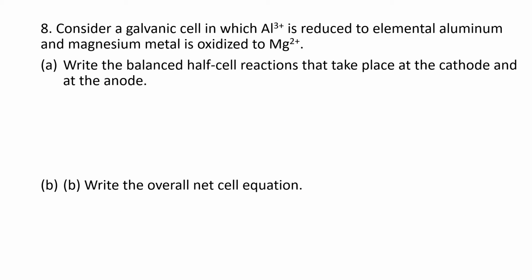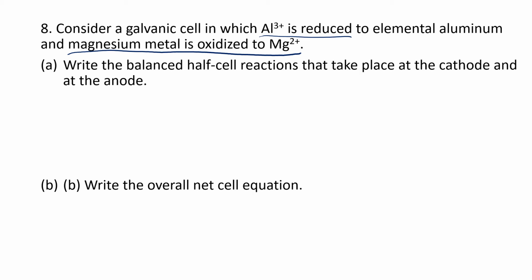Chapter 19, question 8. Consider a galvanic cell in which aluminum 3+ is reduced to elemental aluminum. So they were nice enough to tell us that aluminum is being reduced. So that's the cathode. And magnesium metal is oxidized to Mg2+. So that means oxidation is happening at the anode. So let's write these reactions to where they make sense.